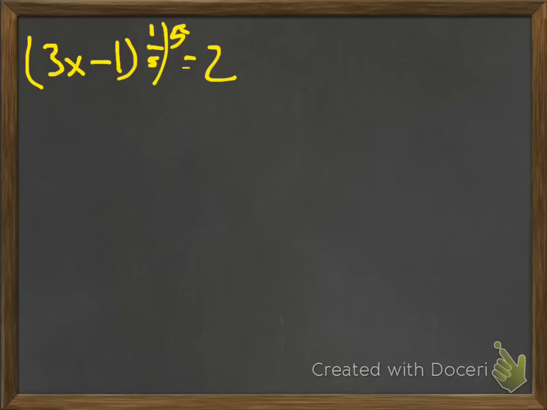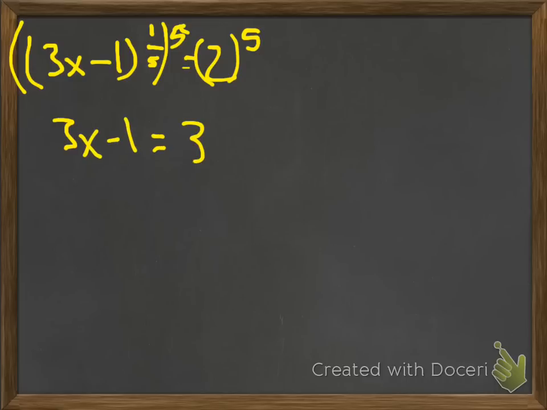So if I'm going to raise that to the 5th, I'm going to raise the 2 to the 5th. So that the 5 and the 1/5 would cancel each other out, leaving you just the 3x minus 1. 2 to the 5th power is 32, so I can add 1 to that, get 33, divide by 3, and I get x equals 11. Plug that in, you got 3 times 11 is 33, minus 1 is 32, the 5th root of that is 2. So there you go, it works out.